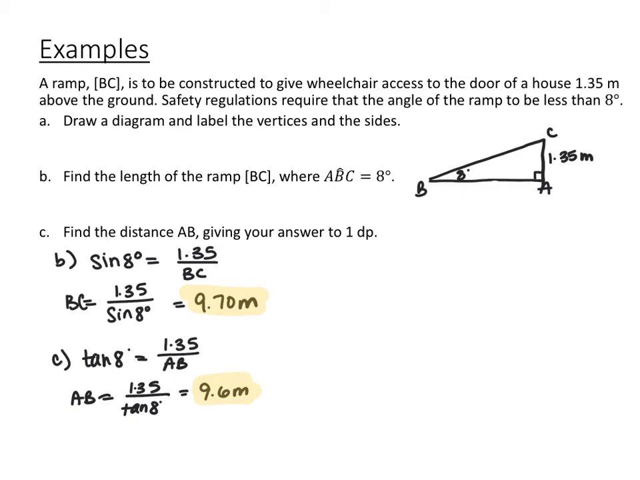And then part C says find the distance AB, giving your answer to 1 decimal place. So I'm looking for this side here. There's a few ways you could do it. You have two sides, so you could do the Pythagorean theorem, since you have your hypotenuse now. You could use cosine, but I tried to use the one that is not a rounded answer, that's an exact answer. So I chose to do tangent because I have the opposite and I'm finding the adjacent. So I did tangent of 8 degrees is equal to 1.35 over AB. Therefore AB would be 1.35 divided by the tangent of 8 degrees, or 9.6 meters.